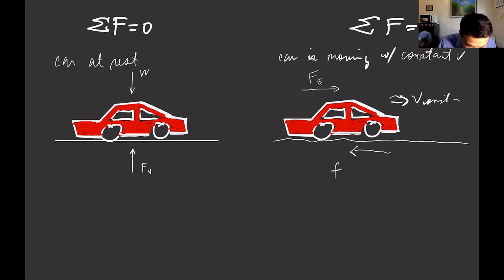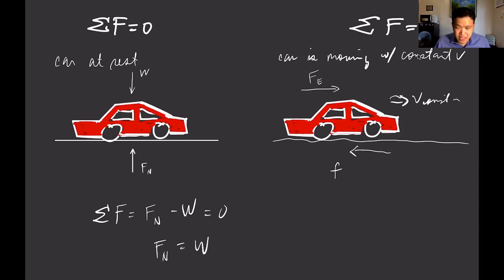So the summation of the forces here is equal to normal force, which is positive upward, minus the weight, negative downward, and then they will just cancel out, equal to 0. So in this case, normal force is equal to the weight. It's in a state of balance.